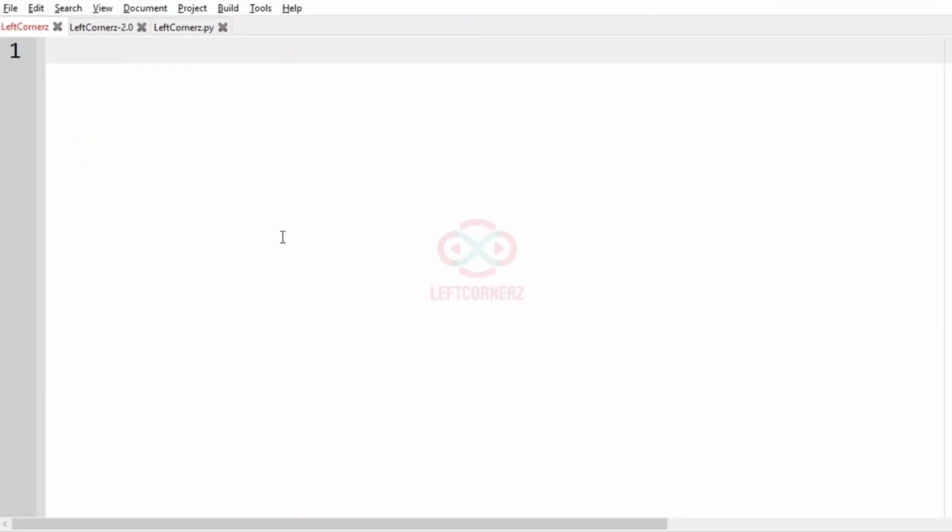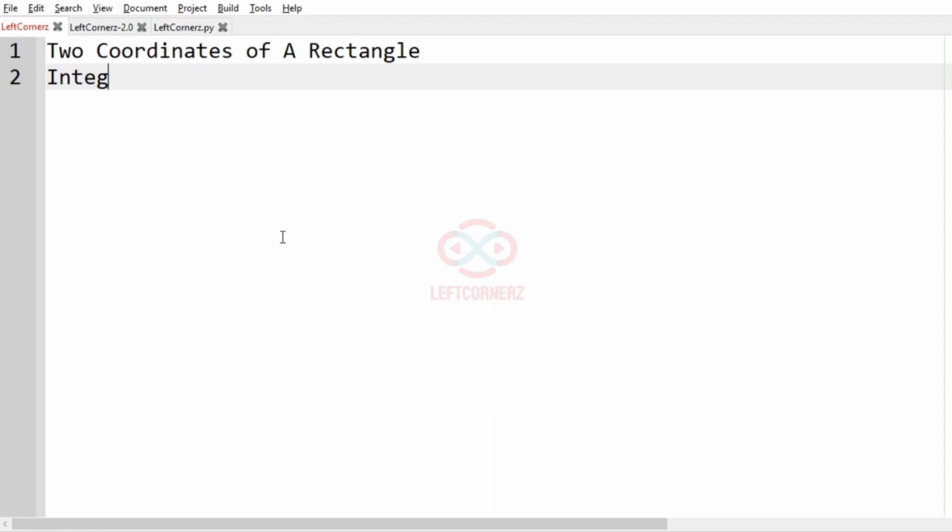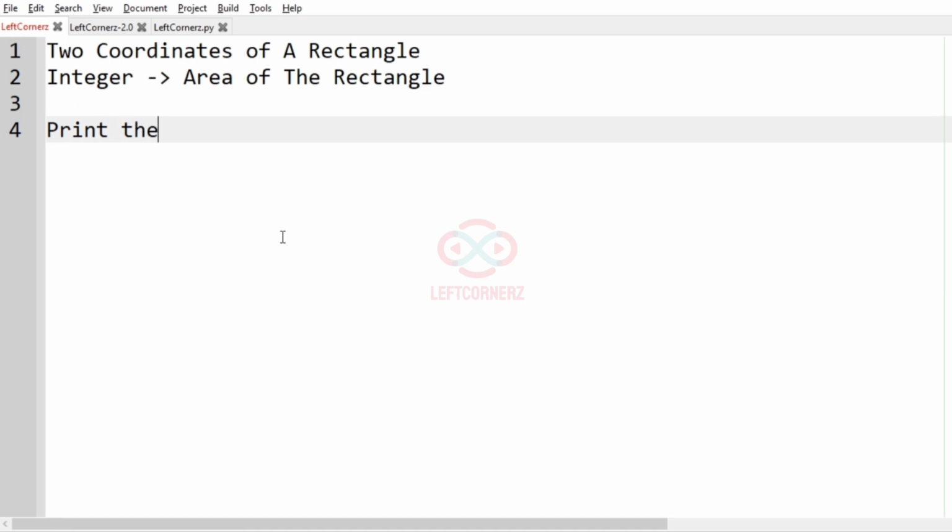Let us solve today's DC using Python programming language. The program must accept two coordinates of a rectangle. Then it must accept an integer which is the area of the rectangle. And finally, the program must print the other two coordinates of the corners.